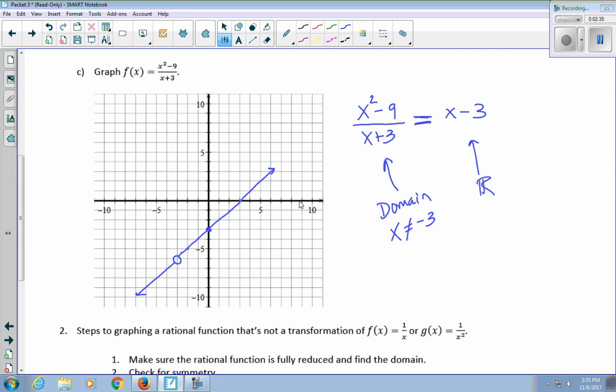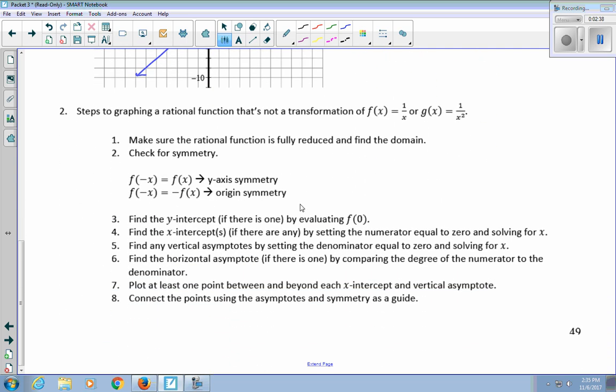All right, in general, to graph functions that are not transformations of 1 over x or 1 over x squared, we just follow this 8-point process. First, make sure your rational function is fully reduced and find its domain. Check for symmetry, find the y-intercept and the x-intercepts if there are any. Find vertical asymptotes, find horizontal asymptotes. Vertical asymptotes are found by setting the denominator equal to 0 and solving for x after you've reduced and canceled.